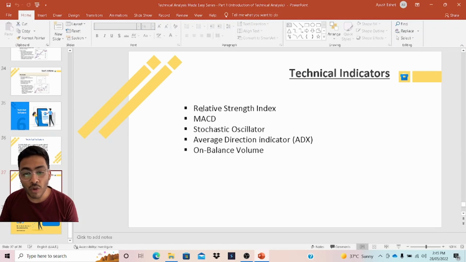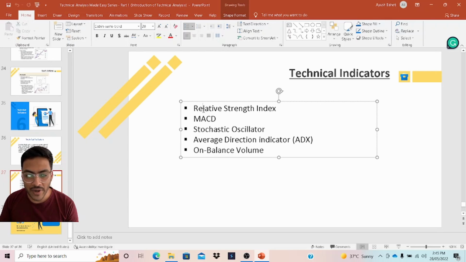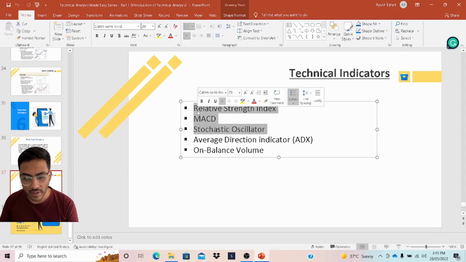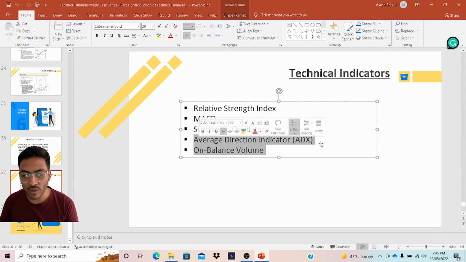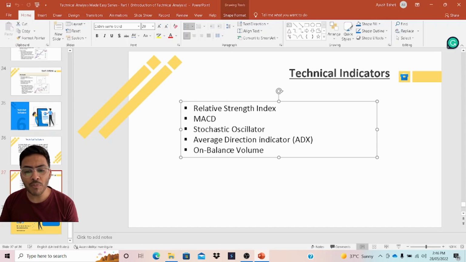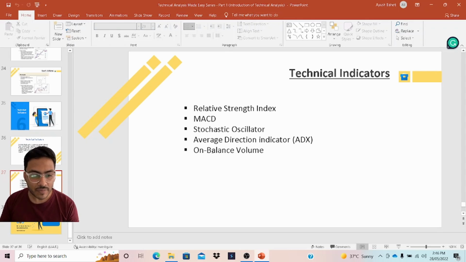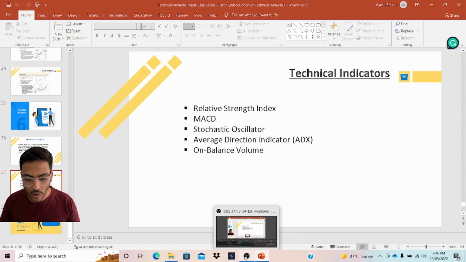So I've just listed out the most used technical indicators. Relative strength index, MACD and stochastic oscillator are used for overbought and oversold scenarios. And these last two indicators, the average directional index, also known as ADX, and on balance volume, are used for trend identification. So what I'm going to do is show you on the chart itself how it works.